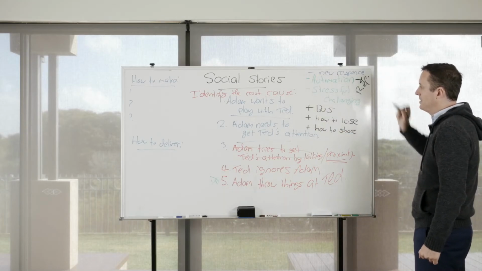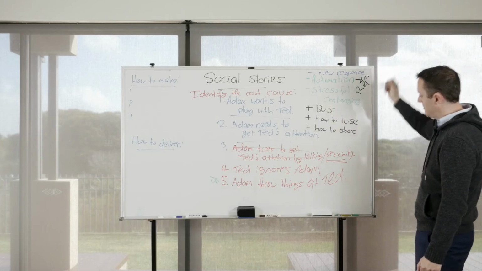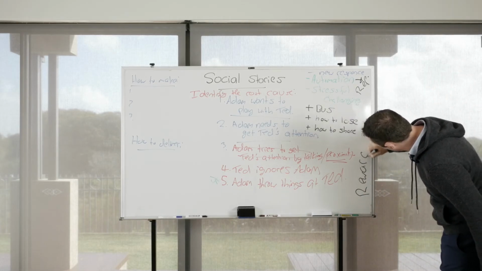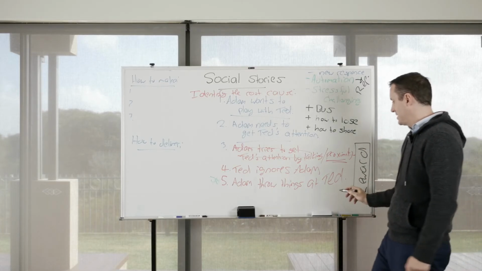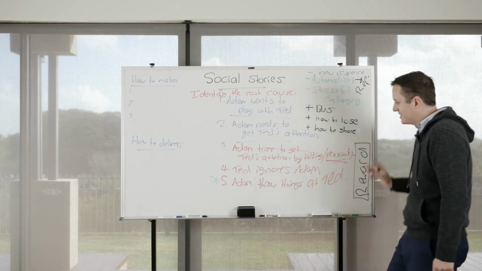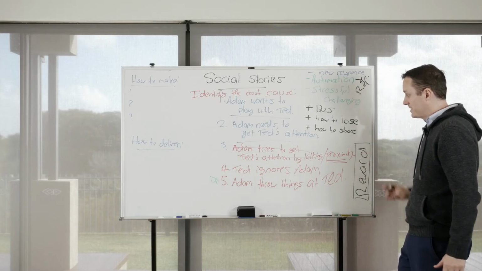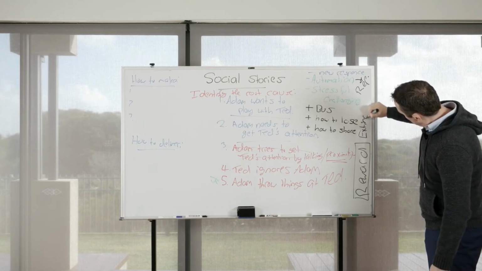Obviously, like anything in teaching, it quite often has that element of repetition, going through the social story multiple times and so on and so forth. Obviously, it has to be understandable and clear. But going through it multiple times, it may not happen the first time, but eventually it will happen. And where I'm really trying to get here is this idea of reward, and extinction.